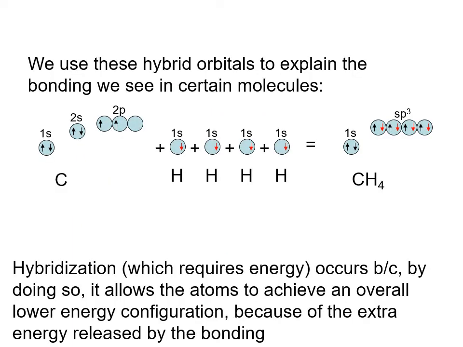So we use these hybrid orbitals to explain bonding that we see in molecules. We know the molecules exist, we know they're stable because they are existing. We need to be able to explain how they form the bonds that they do in order to exist. So hybridization, if you're sort of bringing up that s energy level, you can think of this as requiring energy, but because you're forming all of these bonds after doing so, the molecule itself as a whole is going to achieve overall lower energy and therefore be more stable because of that hybridization.